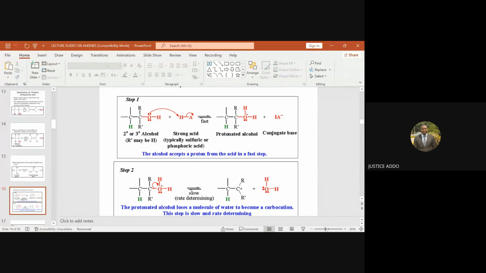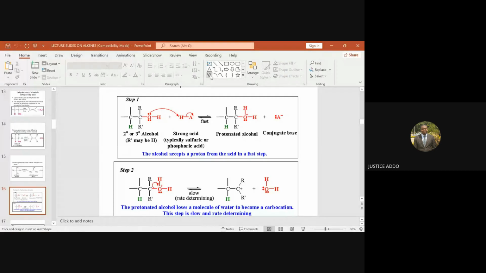The first step is that the alcohol that has to be forming the alkene gets protonated. The alcohol gets what? Protonated. Now, when we say protonation of an alcohol, it means that the alcohol accepts a proton from an acid. The alcohol accepts a proton from an acid.